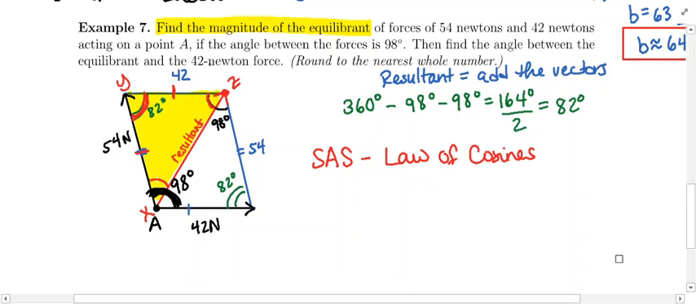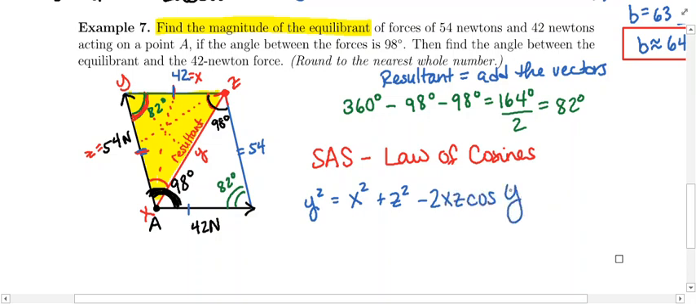If we go across from angle Y, that is the side we're looking for, so we're looking for lowercase y. Across from angle Z, 54 is going to be z. And across from X, side x is the 42 here. So we are trying to solve for y. If we apply the law of cosines, we need to solve for y squared. This is going to be x squared plus z squared minus 2 times x times z times the cosine of angle Y.